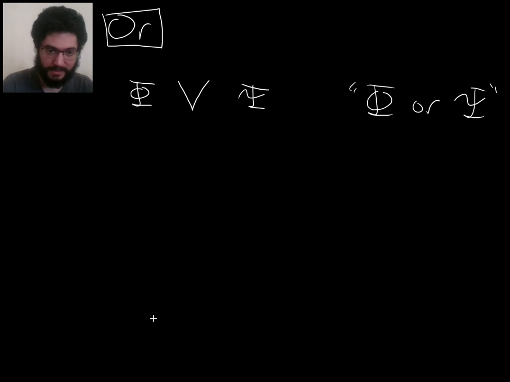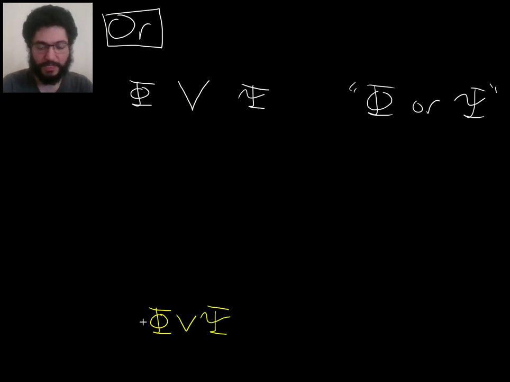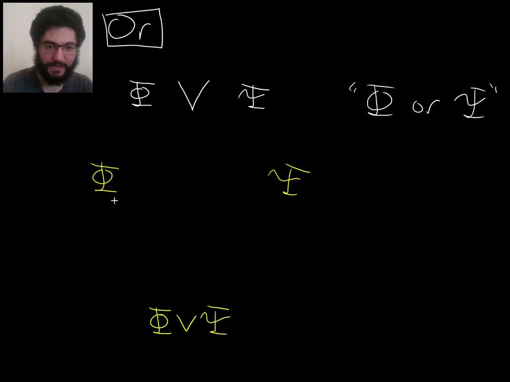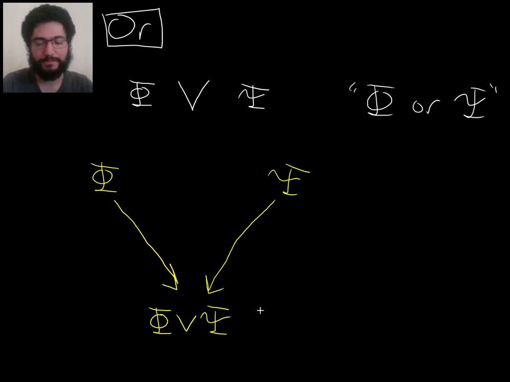The rule basically is, if you want phi or psi to be at the end of your deduction, if you want to conclude it, then you must either have phi in hand or psi. So if you knew that phi is true, then you can conclude phi or psi is true. And if you knew that psi is true, then you can also conclude phi or psi is true. So you have 2 options as to how you can prove phi or psi. Let me give you an example of how this might work.